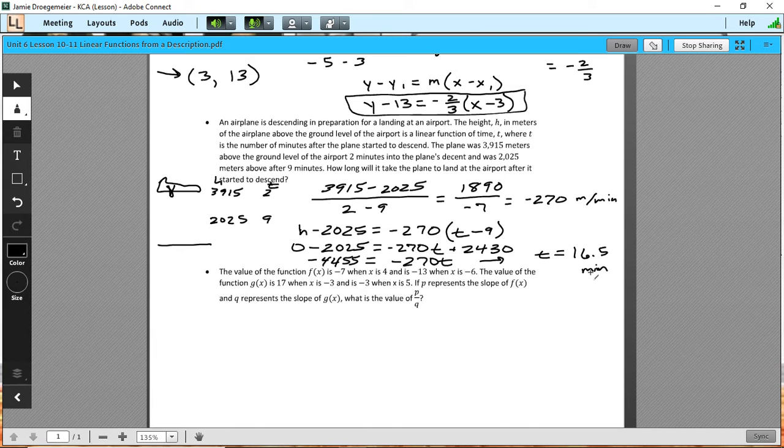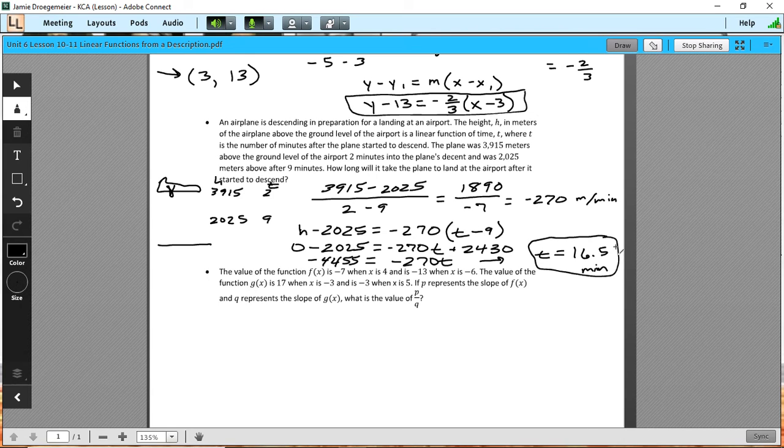Another way that we could look at it is it's taken us 9 minutes to get to this 20:25. So how long is it going to take to get the rest of that 20:25? Well, if you take 20:25 and divide it by our slope, which is the 270 per minute, that would tell us that we still have another 7.5 minutes to go. So we had gone 9 already. We go another 7.5. We get to our 16.5 minutes. So different ways that you can approach that problem, but either one that we looked at there would get you to the same result.